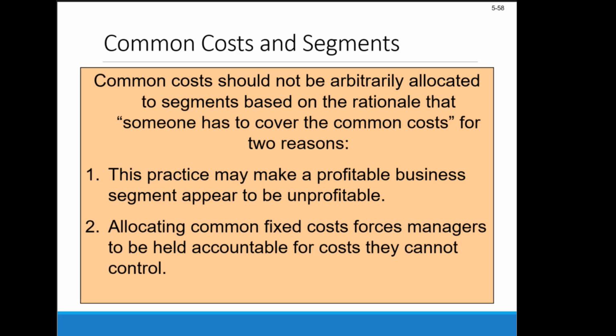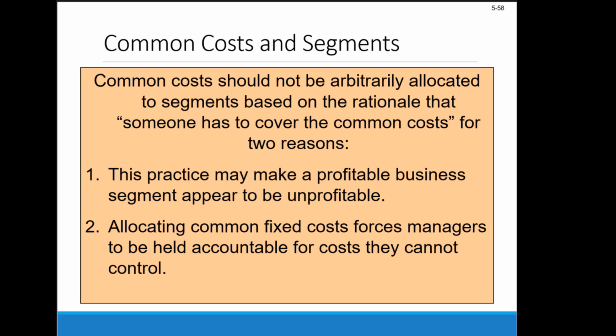So to wrap this up here, common costs shouldn't be arbitrarily allocated to segments based on this idea that, well, someone's got to cover the common costs, right? Well, we shouldn't do that for at least two reasons. First, and we've hinted at this a couple times now, it might make a profitable segment appear to be unprofitable. If we're just saddling them with these top of the house costs that they have no control over, we might be undermining the contribution they really make to the company's overall profitability.